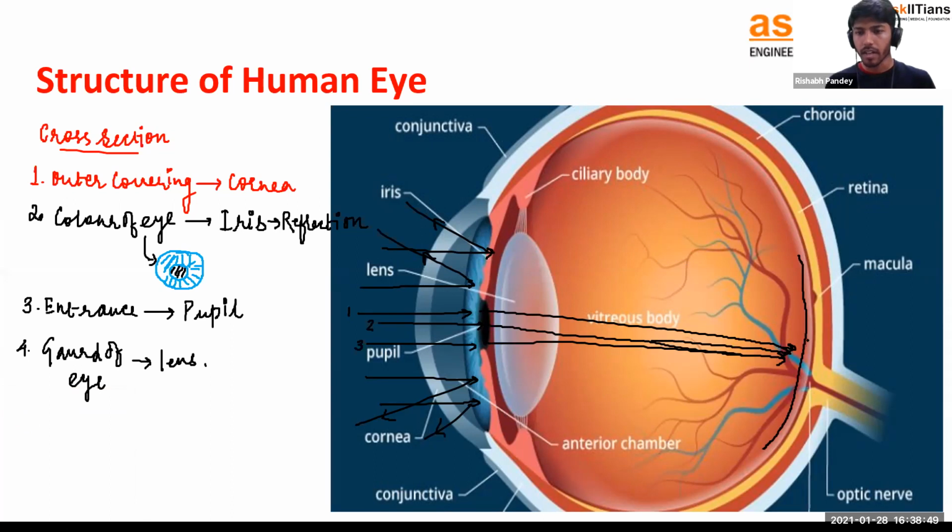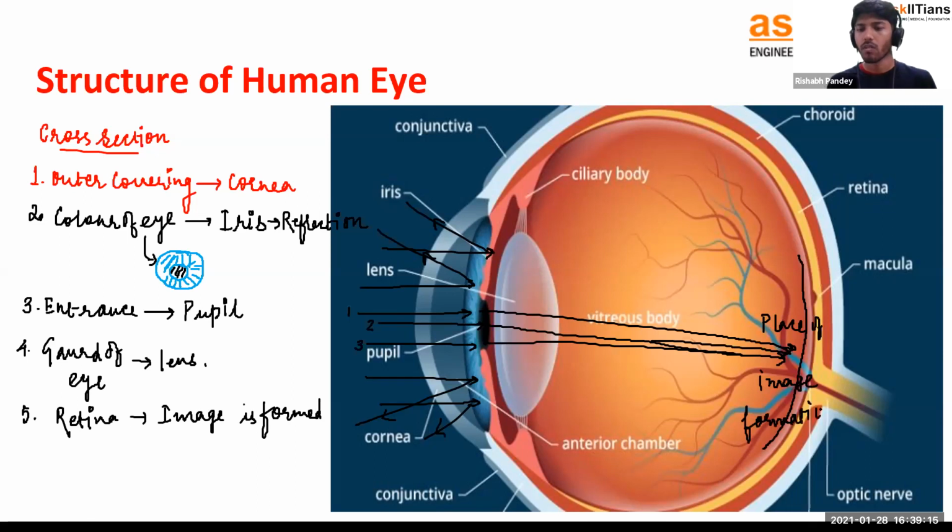And here we have the retina, where the image is formed. As you can see, the images are being formed over here. So this is the place of image formation. After the images are formed, with the help of the optic nerves, they are taken to the brain, where it transcribes everything into the human format, right?